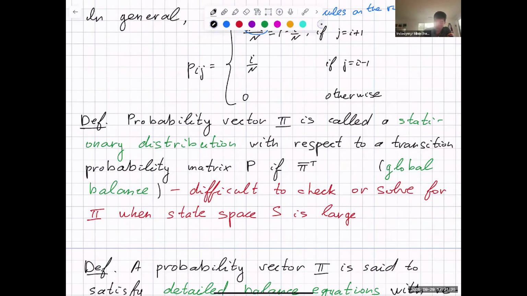following equation holds. Sorry, I forgot that I'm doing vectors like this. If I hit my matrix P on the left with that vector, and I need to transpose it because it's a column vector, so I need to make it a row vector, I will get pi back. So that's called the global balance equation. As you can see, it's a fixed point equation.